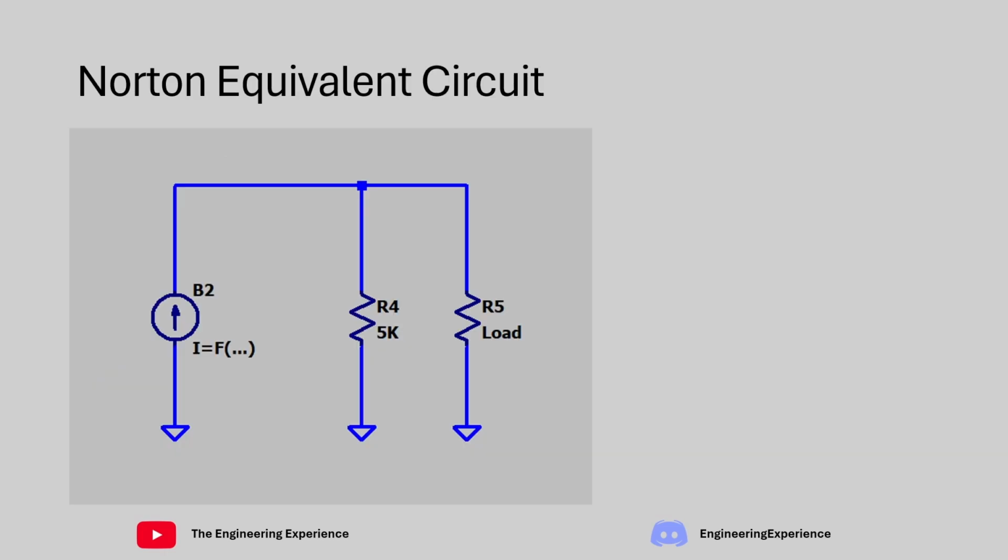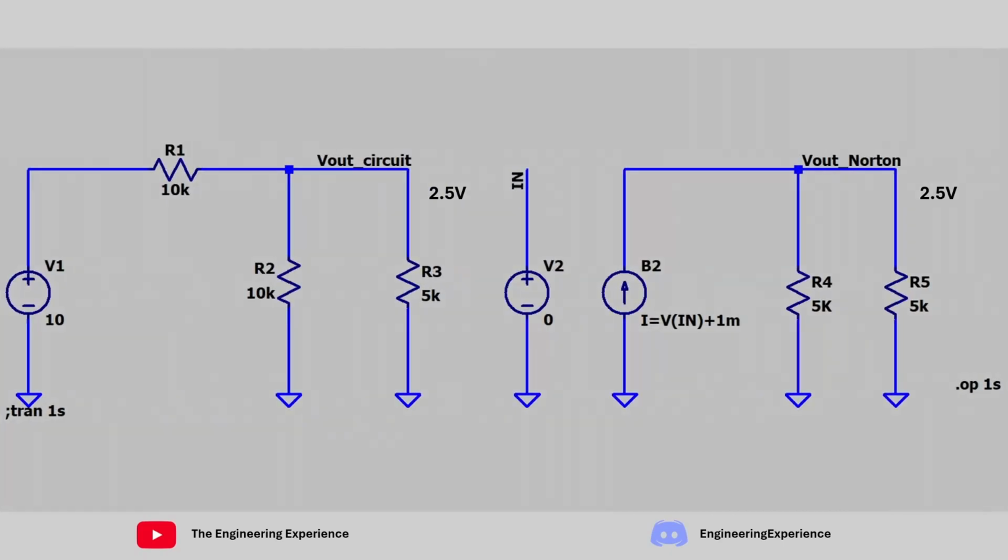Now we can represent that circuit using the circuit on the screen. We have a current source pushing out 1 milliamp of current, and a parallel resistor equal to 5 kilo ohms. R5 is representing some load. Just showing the two circuits side by side again, we have the original circuit given to us by the question, a potential divider with R1 and R2 with a 10 volt supply, and the Norton equivalent circuit, which is a 1 milliamp current source with a 5 kilo ohm parallel resistor.